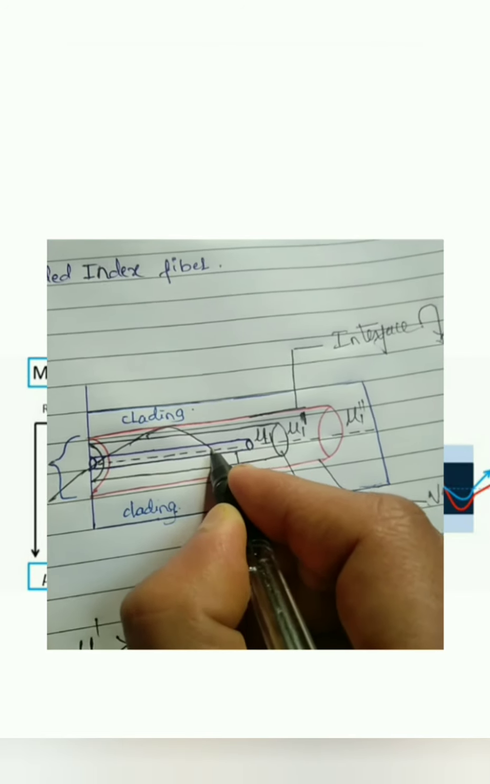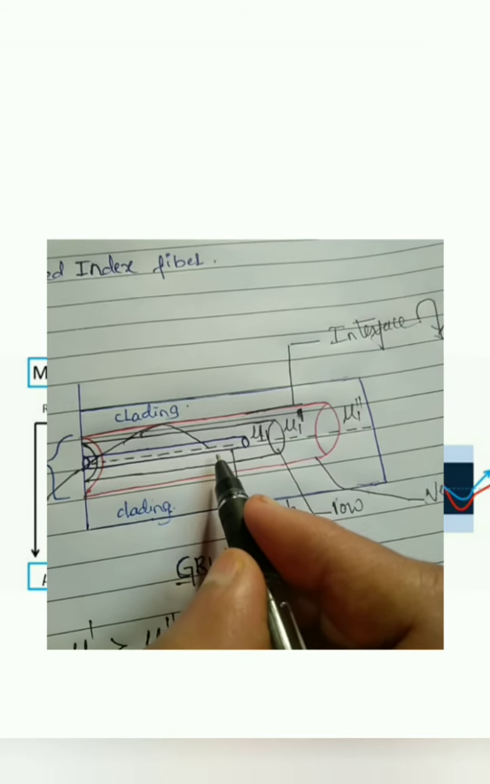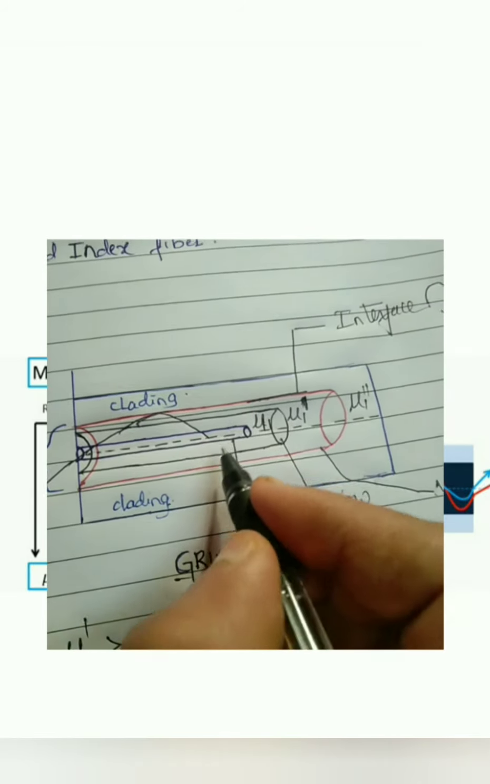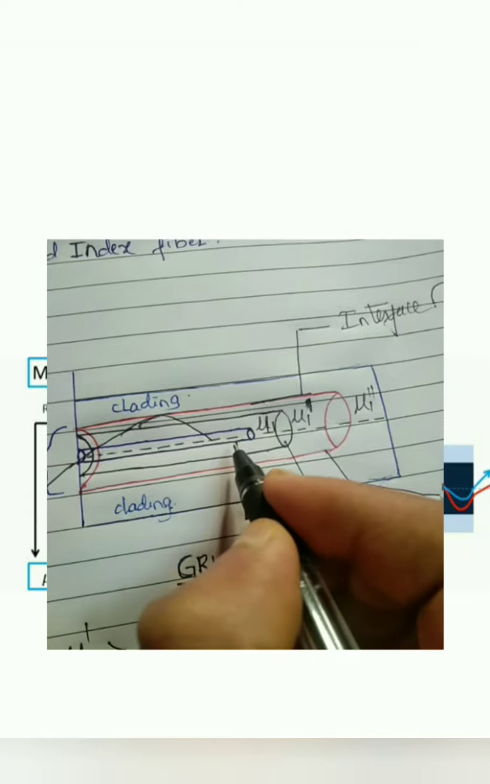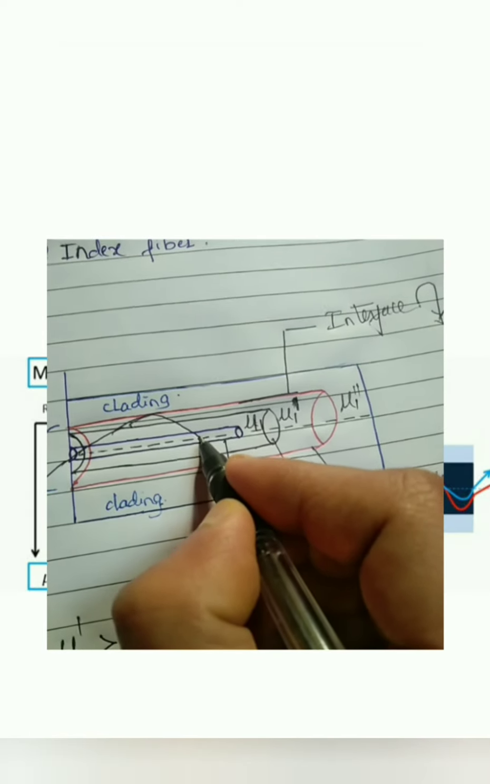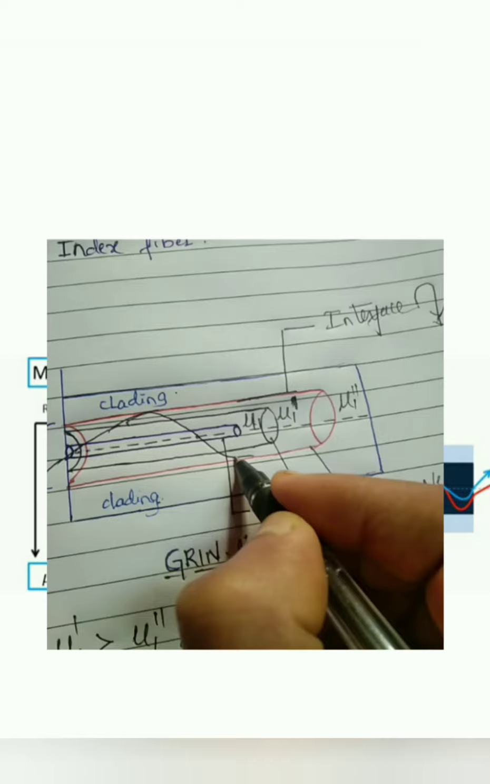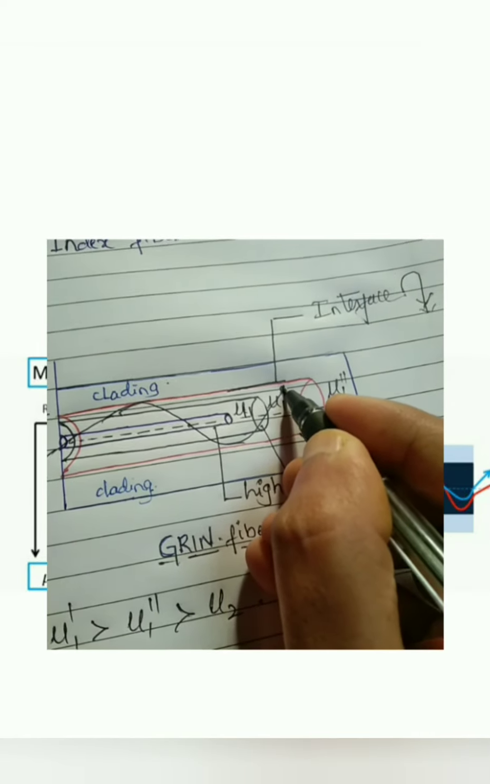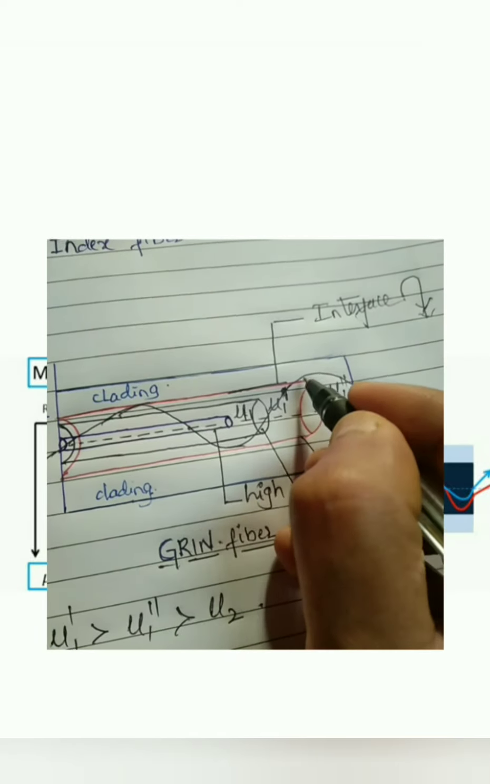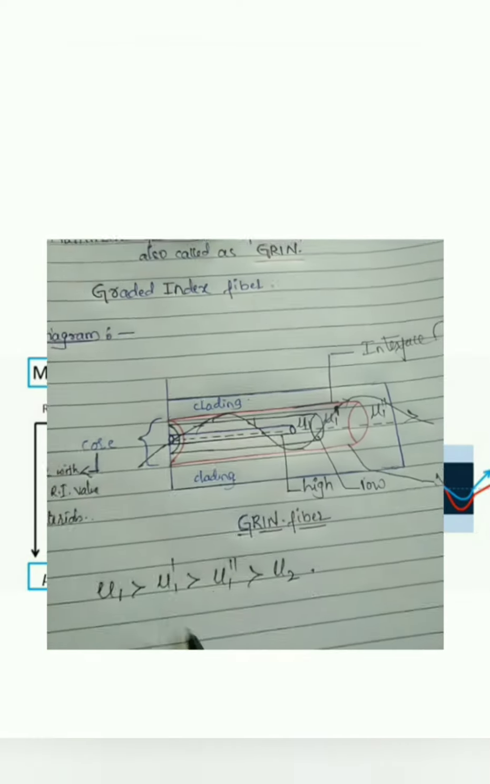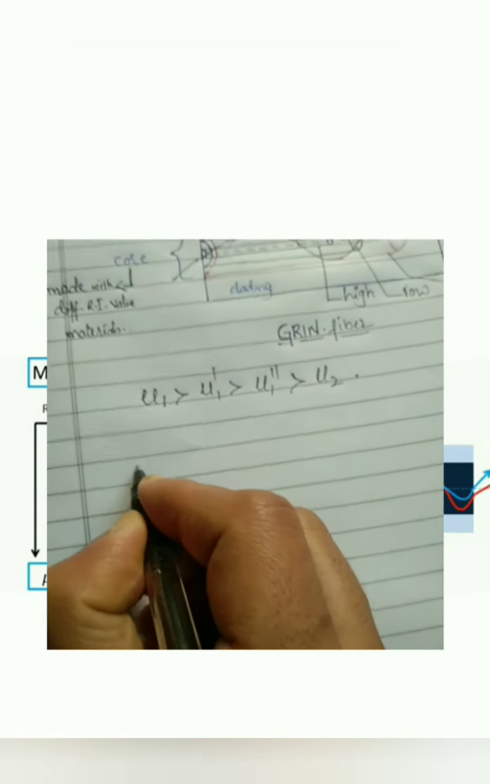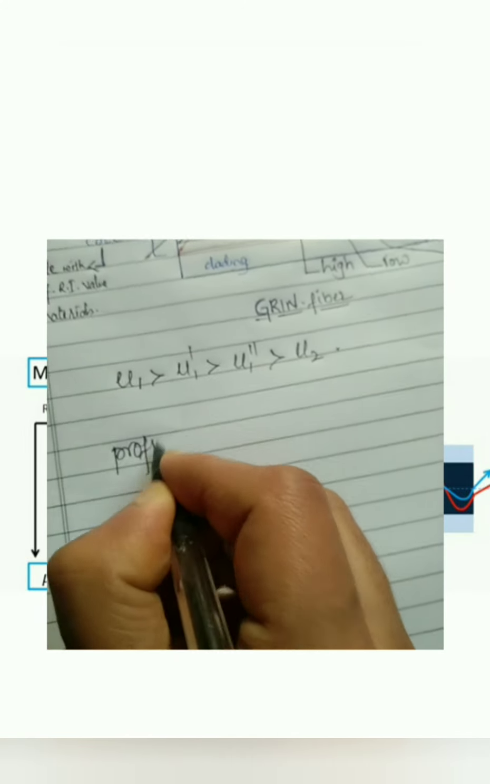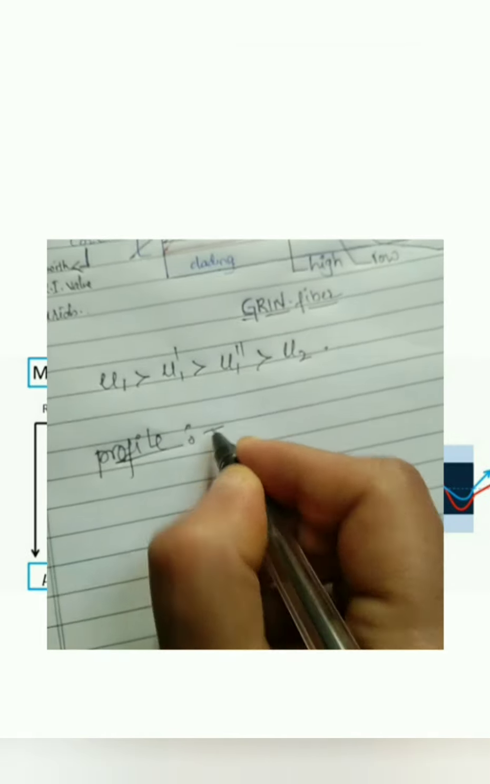Again it reaches the dotted line, which we know is called the optical axis, the fiber's optical axis. There it is ready to move as a sinusoidal wave, and hence it propagates from one position to another. Hence this is called GRIN.